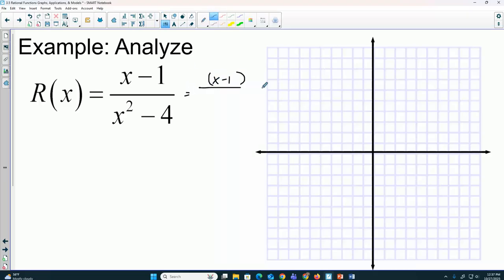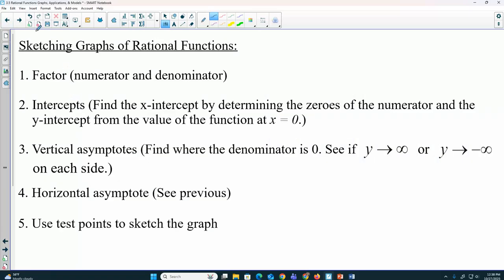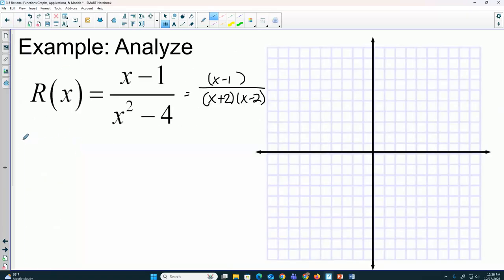X minus 1 I can't factor. What about x squared minus 4? Nothing cancels out, so I don't have any holes on this graph. Next thing we need are x and y intercepts. X-intercept is another word for a 0. It's just when your entire graph is equal to 0, or when the y is equal to 0.